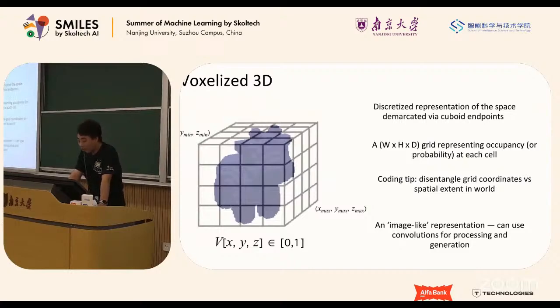Another more friendly representation for deep learning technology is the voxel representation. It is easy to understand: like an image is a 2D array, the voxel representation is a 3D array, a W by H by D grid. Most deep learning technologies like convolution networks or transformers can operate on the voxel grid, which maybe we can call a cube.